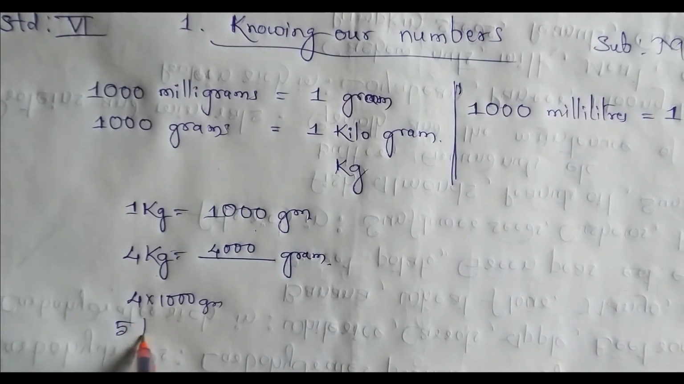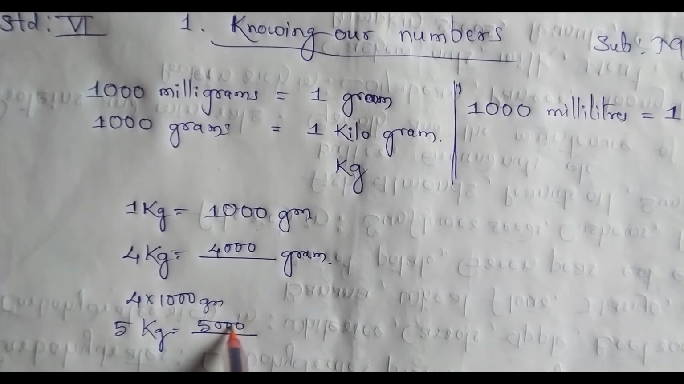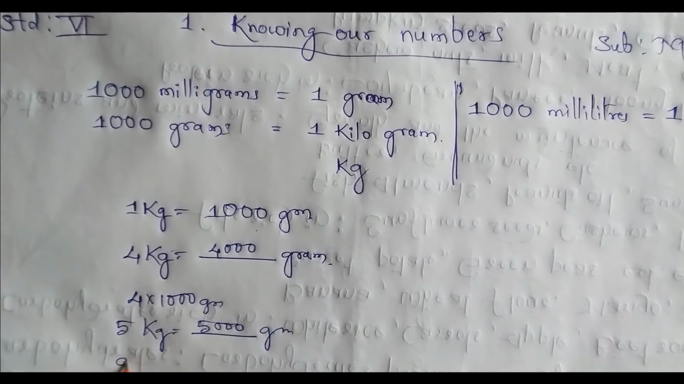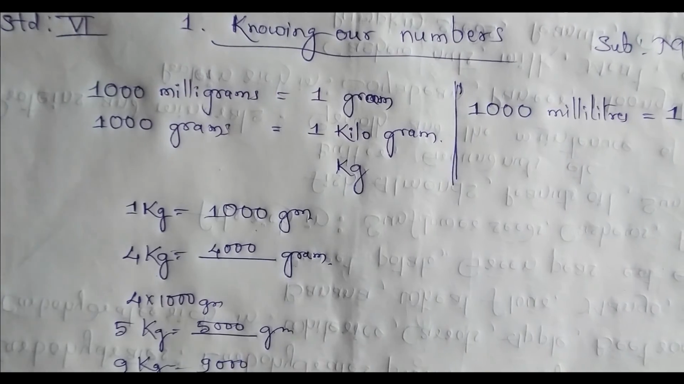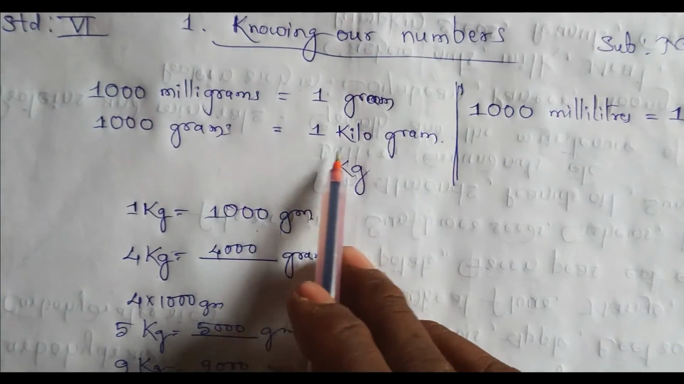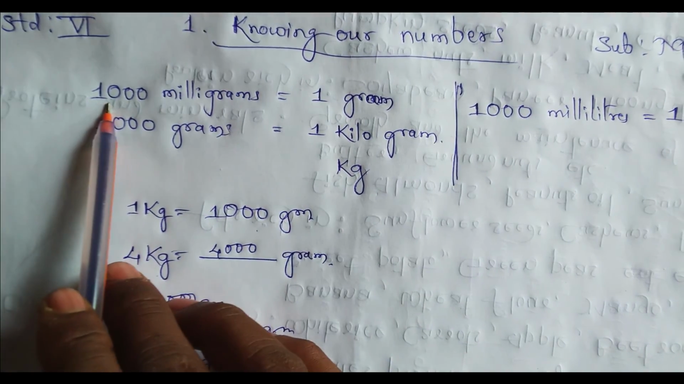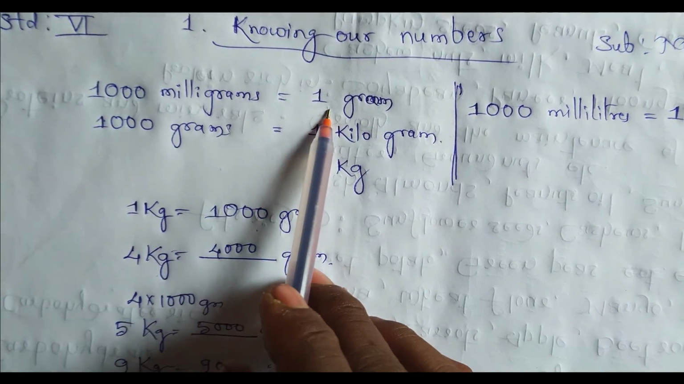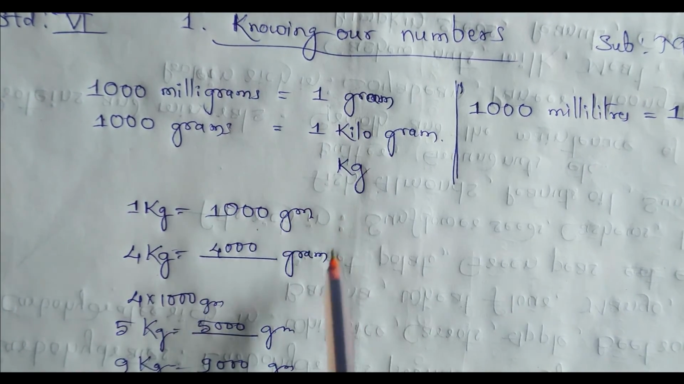In 5 kg, 5000 grams are there. In 9 kg, 9000 grams are there. Like this you have to convert. Kilogram, its short form is kg. 1000 milligrams is equal to 1 gram. 1000 grams is equal to 1 kilogram.